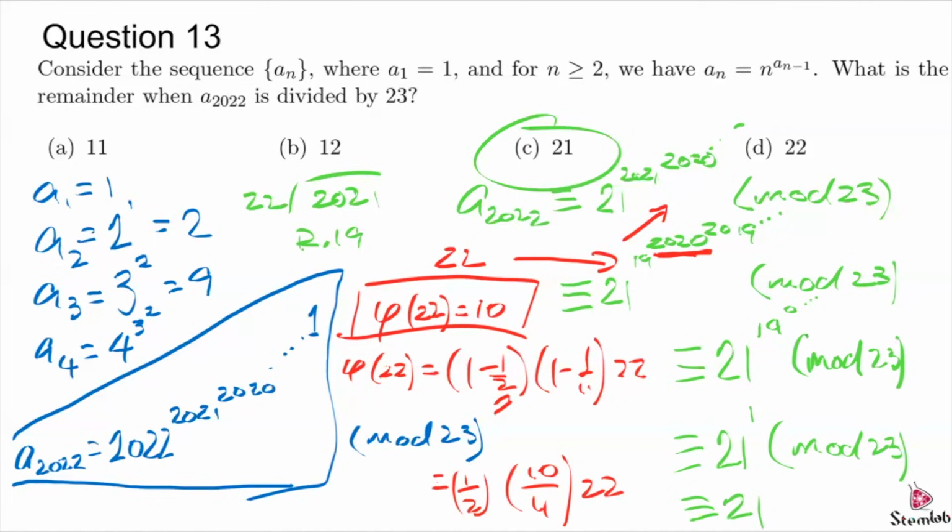Okay, hopefully that makes sense. In all honesty, I was surprised to see this as a qualifying level question, but I would encourage you all to read up on Fermat's little theorem and Euler's totient function.